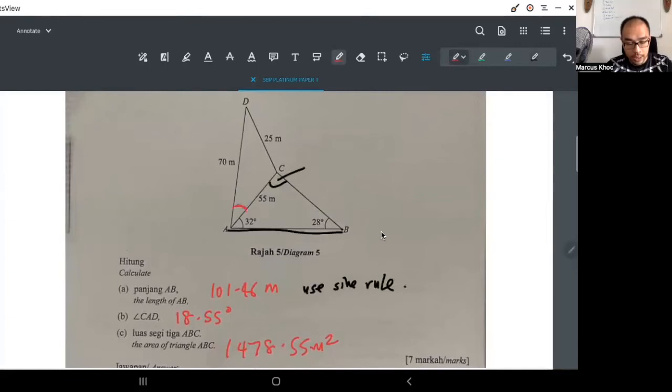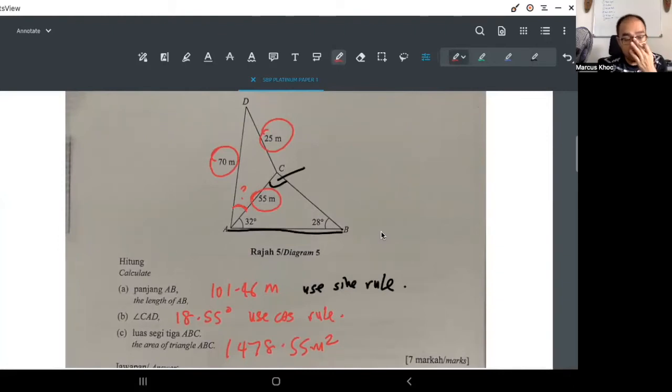Okay, since you want to find this one, you can use the cos rule. Okay, because you have the angle, you have all three sides. Okay, definitely you should use the cos rule, especially when there's three sides involved. Okay, just make sure you susun correctly lah.